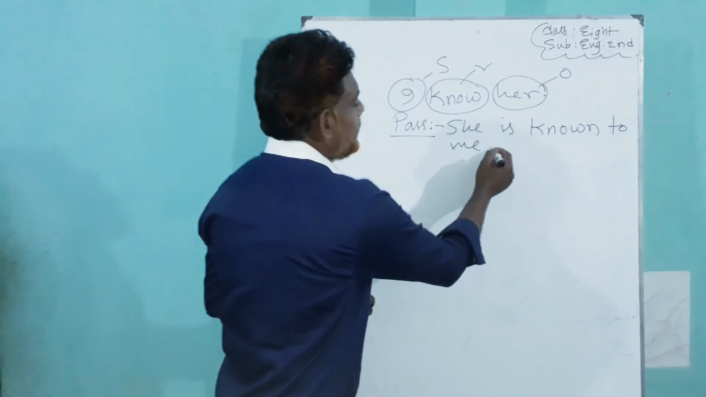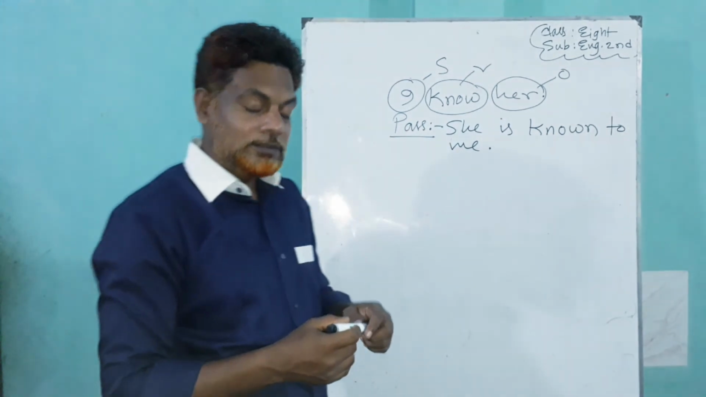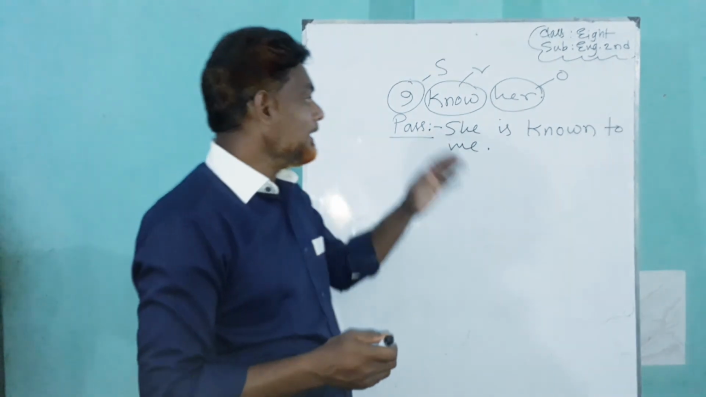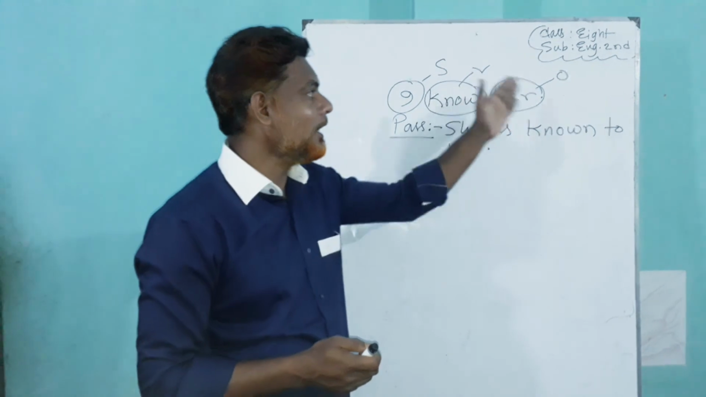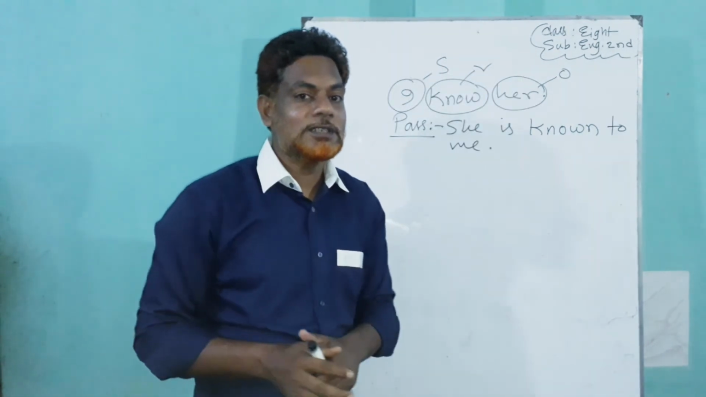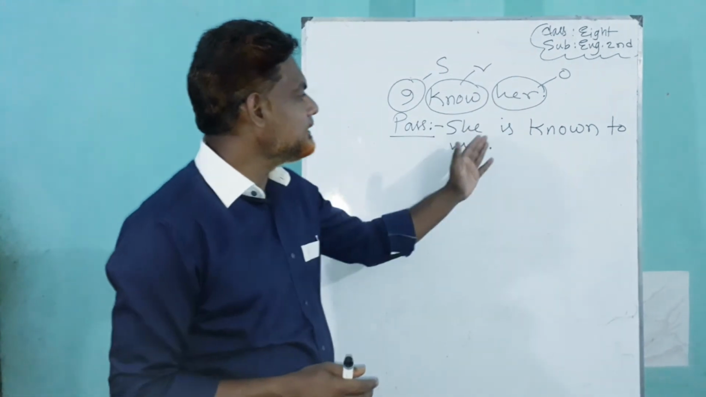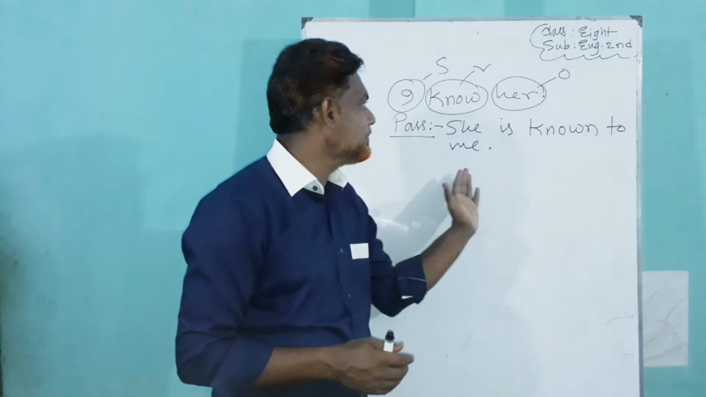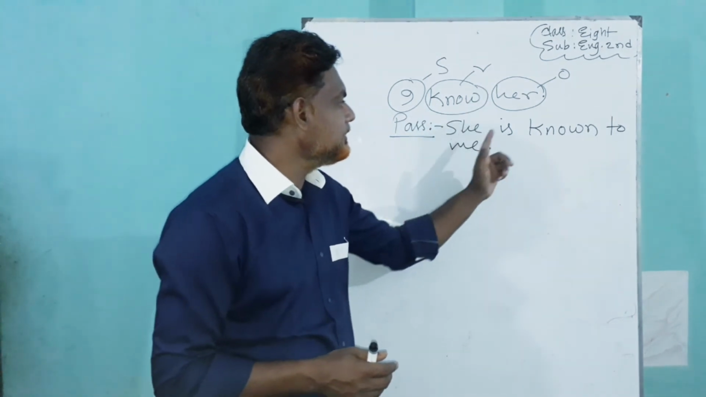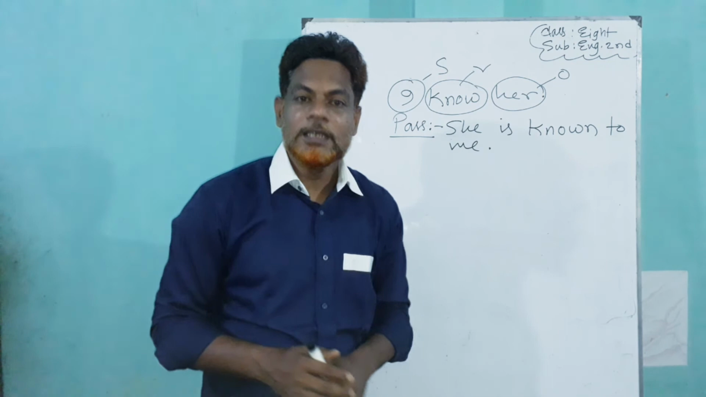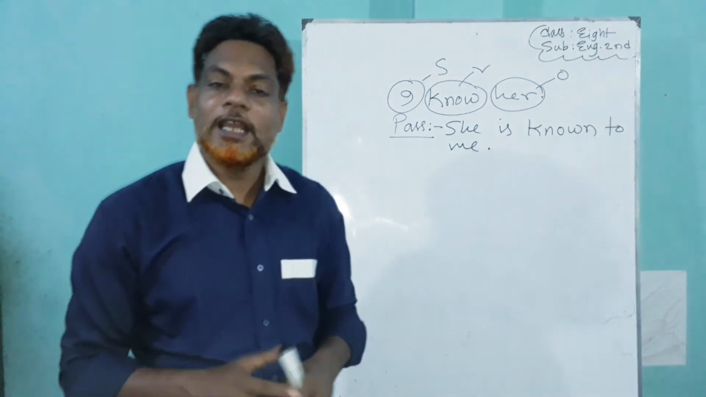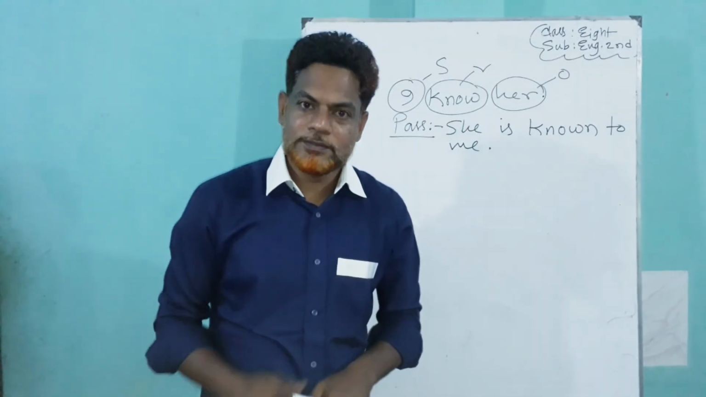So if you are told to change the active voice into passive, and if the sentence is I know her, how can we change into passive? You can write she is known to me. I know her, she is known to me. Thus, we can change the active voice into passive.